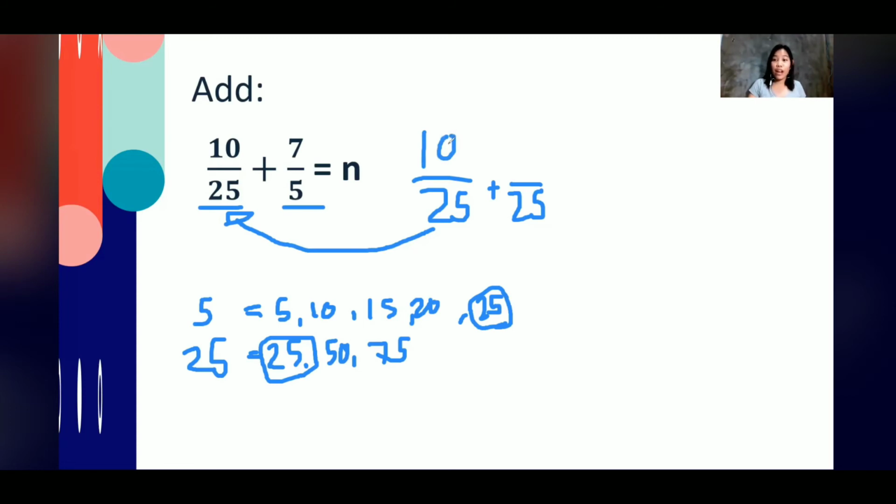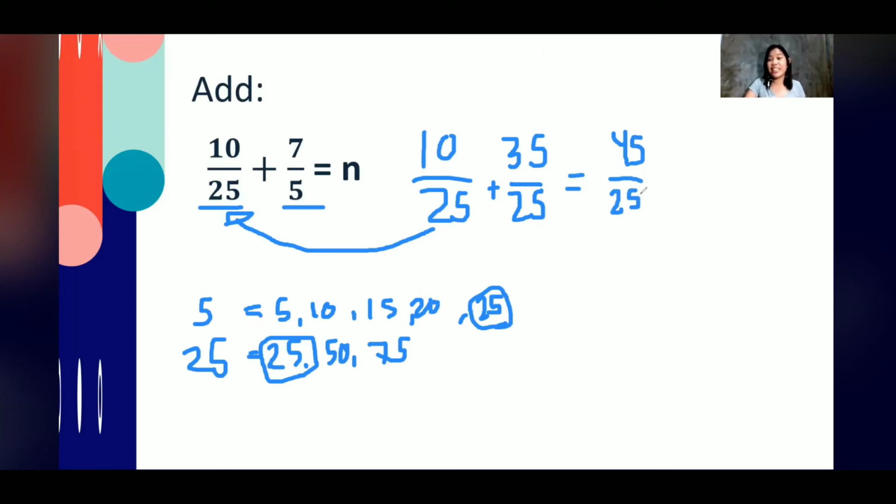25 divided by 5 is, how many 5s are there in 25? We have 5 times 7, 35. So 10 plus 35 is 45, and then we will just copy the denominator, which is 25. Are we done?